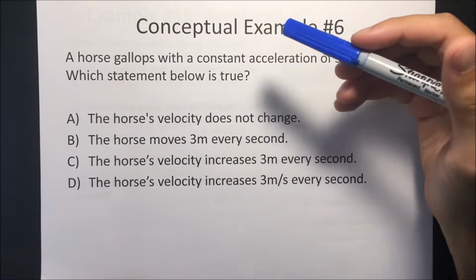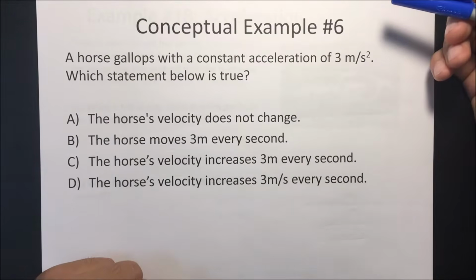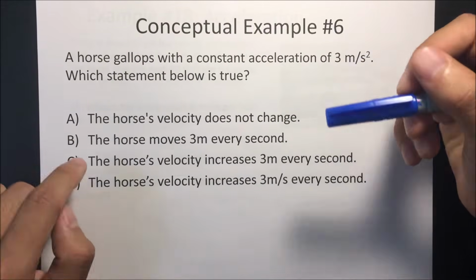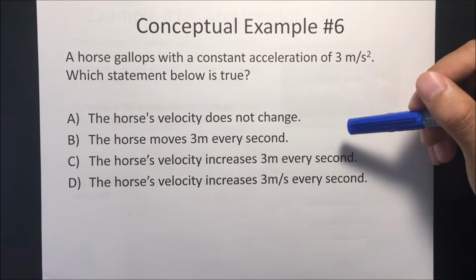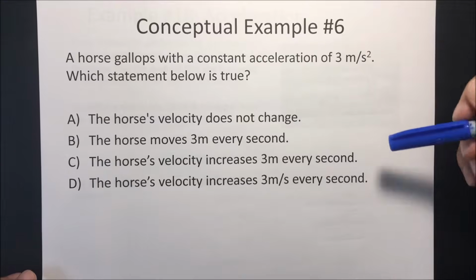Conceptual example number 6. A horse gallops with a constant acceleration of 3 meters per second squared. Which statement below is true? A, the horse's velocity does not change. B, the horse moves 3 meters every second. C, the horse's velocity increases 3 meters every second. D, the horse's velocity increases 3 meters per second every second.